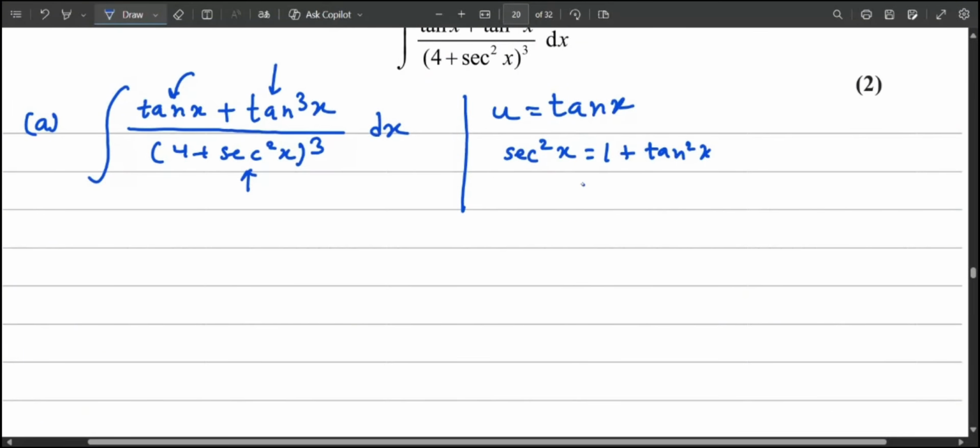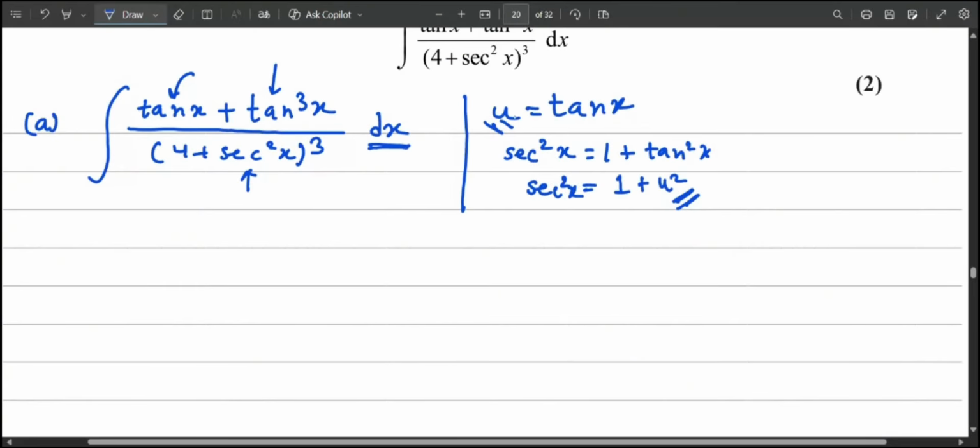From this we can see that we can substitute u in place of tan x. So here we have 1 plus tan square x. We know that tan x equals u, so we can write 1 plus u square is equal to sec square x. So now we can use this expression and this expression to substitute tan x and sec square x in our expression, and we can write our expression in terms of u. But we also have to substitute dx with du.